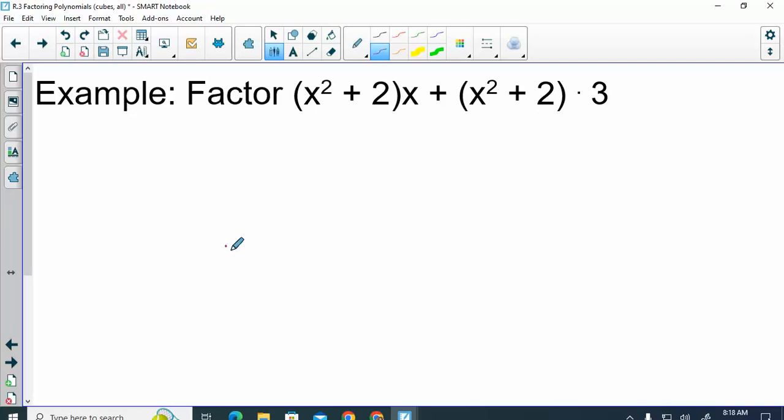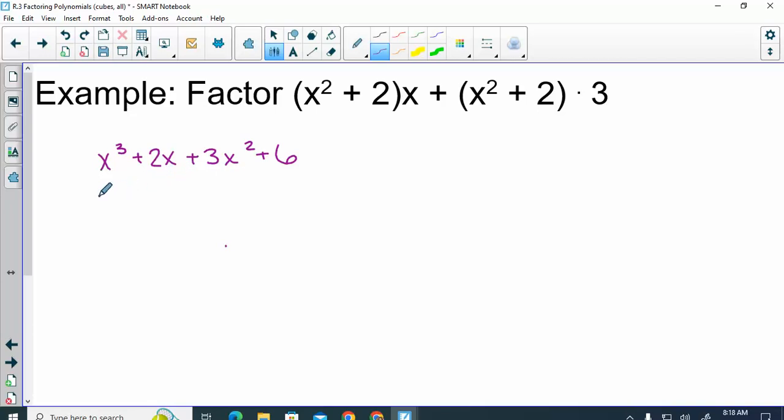Okay, so distribute the x and the 3. All right, so let's try it that way. So if you did that, you get x to the 3rd plus 2x plus 3x squared plus 6. What would I maybe want to do with those?